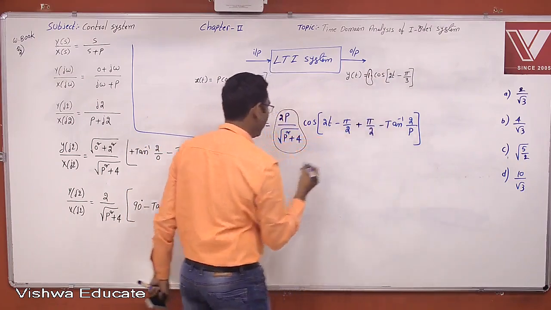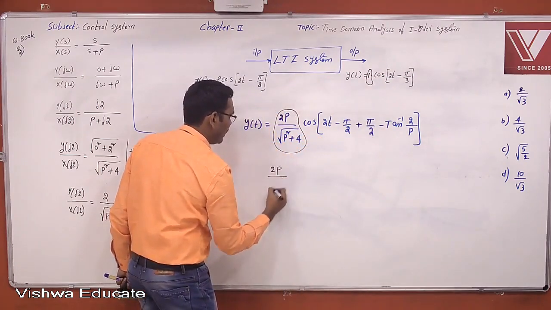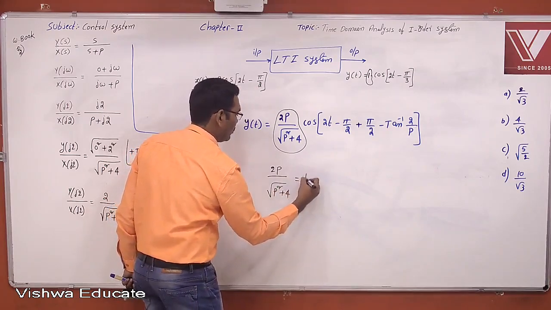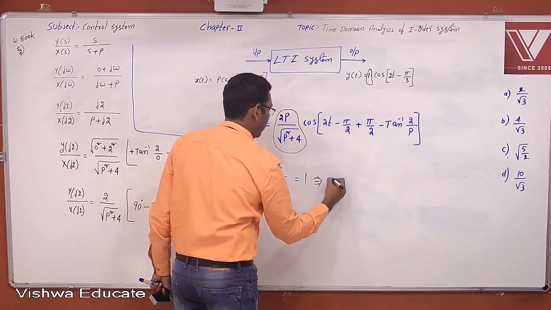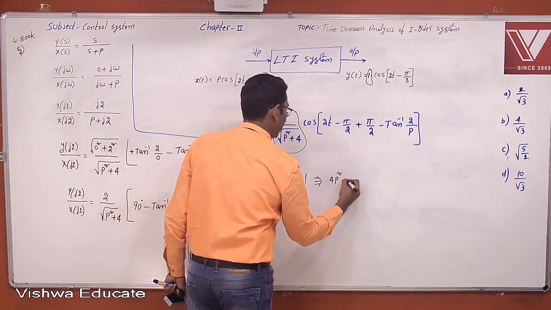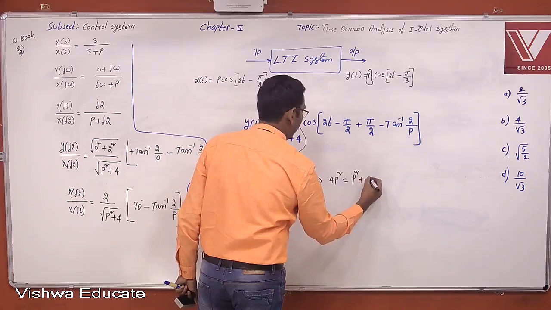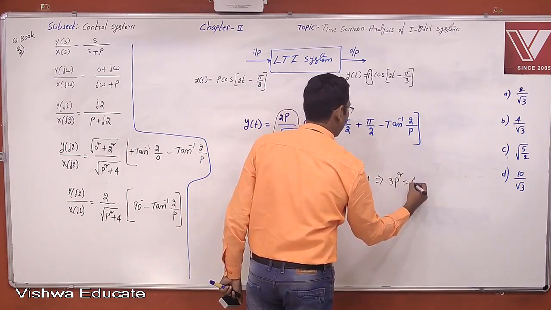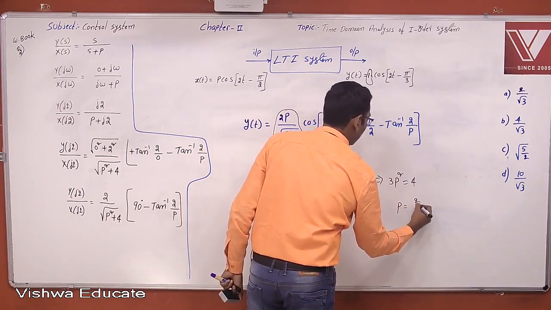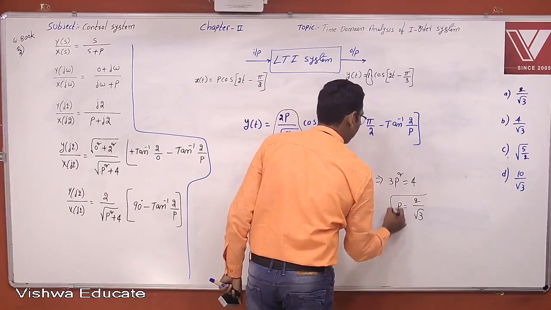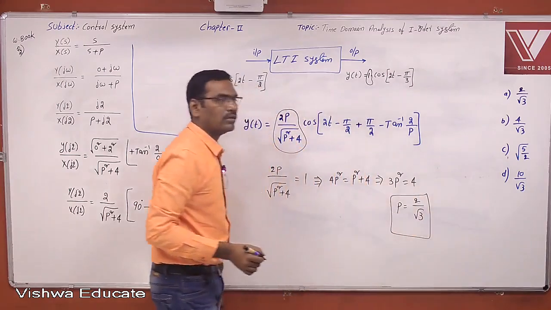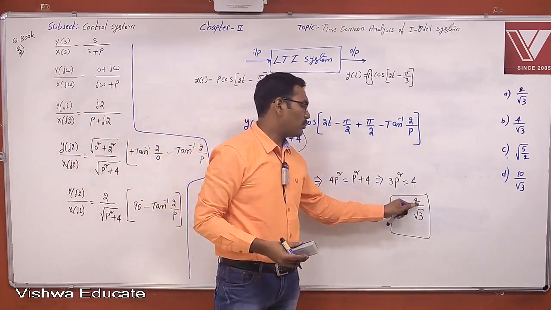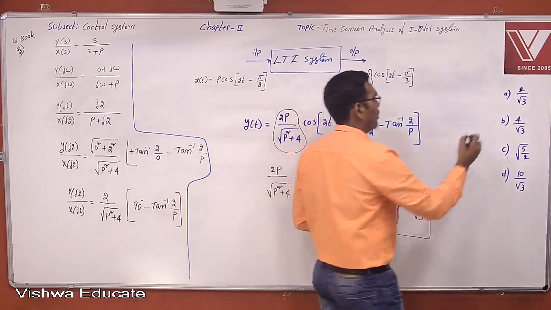Then the magnitudes you may equate. So 2p by square root of p square plus 4 is equal to 1. Therefore 4p square is equal to p square plus 4. Therefore 3p square equals 4, and p is equal to 2 by root 3. Then which option? Option A is correct.